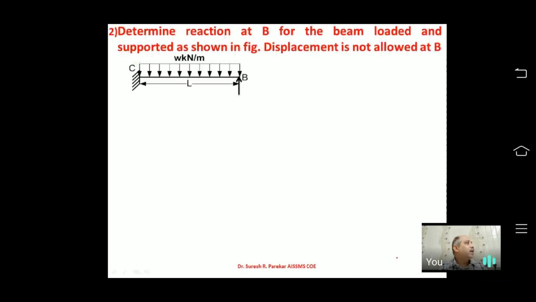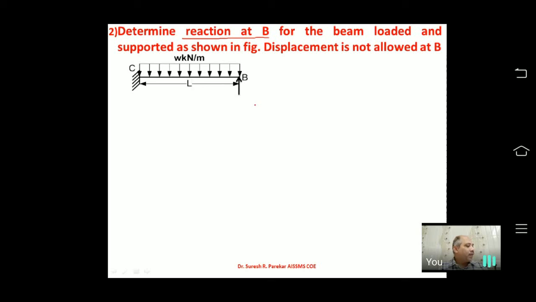So you can see we are interested to find the reaction at B. You can see the problem. Now, if you go through many of the competitive exams, you will come across this problem. This is a problem we can solve by any deflection method, or you can go by Castigliano's second theorem also, or we can go by the slope deflection method or moment distribution, which is in third year structural analysis too.